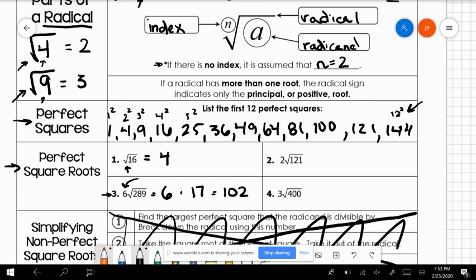And the same goes for numbers 2 and 4. The square root of 121 is actually 11, so this is saying 2 times 11. The square root of 400 is 20, so this is actually saying 3 times 20.